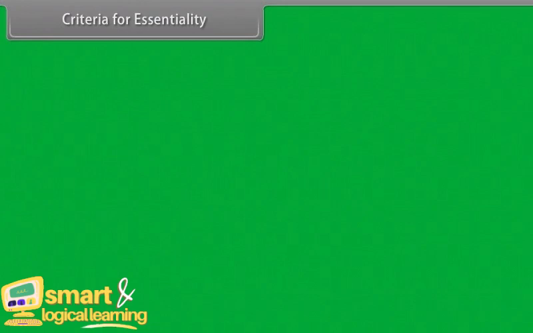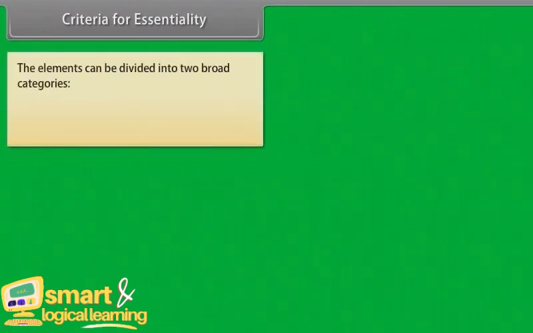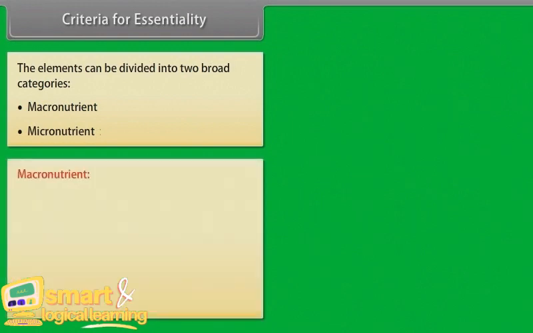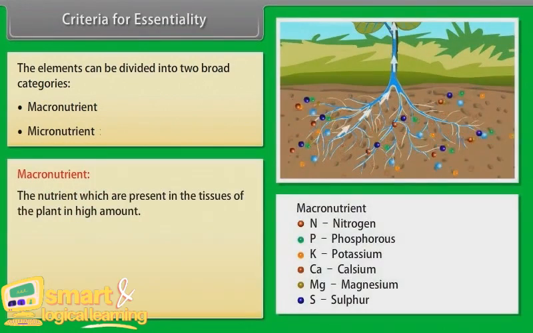The elements can be divided into two broad categories. They are macronutrients and micronutrients. Macronutrients are the nutrients which are present in the tissues of the plant in high amount.